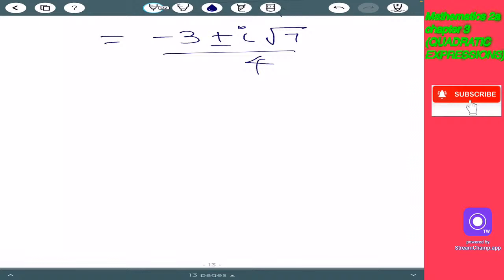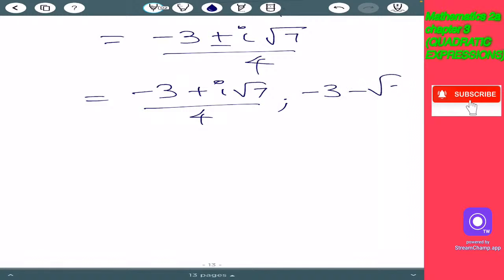So the roots you have over here are minus 3 plus i under root 7 by 4, comma, minus 3 minus i under root 7 by 4. You can write i before the surd or after the surd. What is a surd? A number which cannot be reduced from its root form.